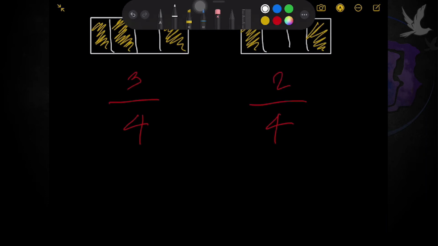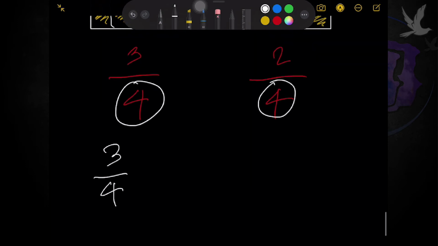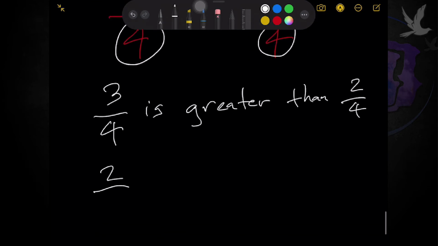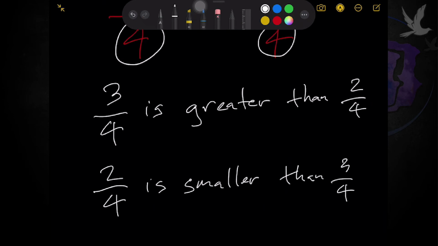Again, having our denominators the same, so determining which is greater or smaller now refers to our numerator. So you can now say that 3/4 is greater than 2 over 4. And writing it the other way around, 2 over 4 is smaller than 3 over 4. Okay? So, ganun lang yung paggawa dyan.